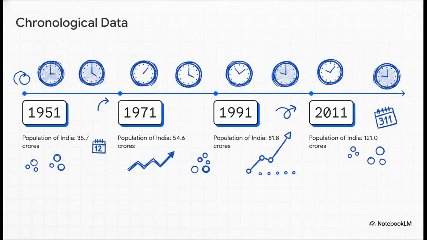First up, we have chronological classification, which is organizing data by time. For instance, we can track India's population growth decade by decade, plotting values for 1951, 71, 91, and 2011. Grouping data by years, quarters, months, or even weeks classifies it chronologically, and this creates what we in the biz often call a time series.